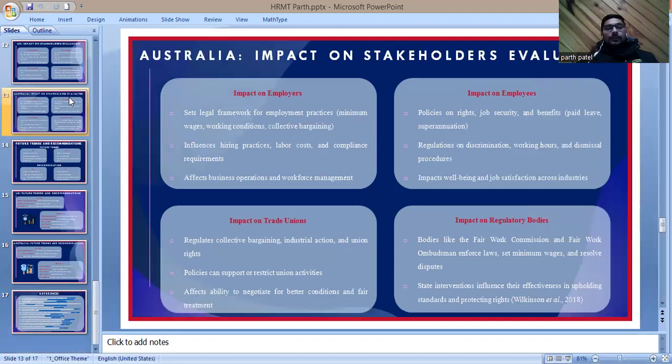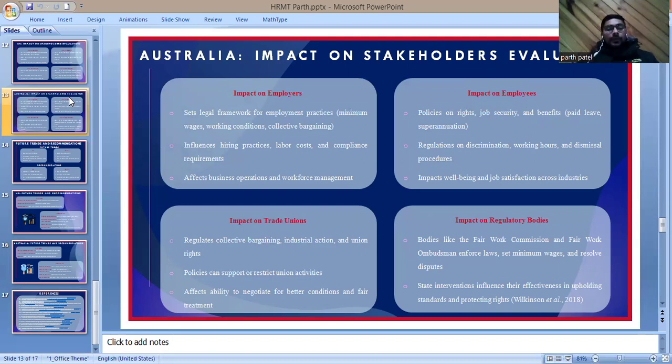Next is the Australian impact on stakeholder evaluations. First, impact on employer. They set the legal framework for the employment practice. They establish the employer relation as well as the labor market activities, such as setting minimum wages and working conditions, etc. The policy of government has a different effect on the hiring practice, labor expenditure, as well as required compliance.